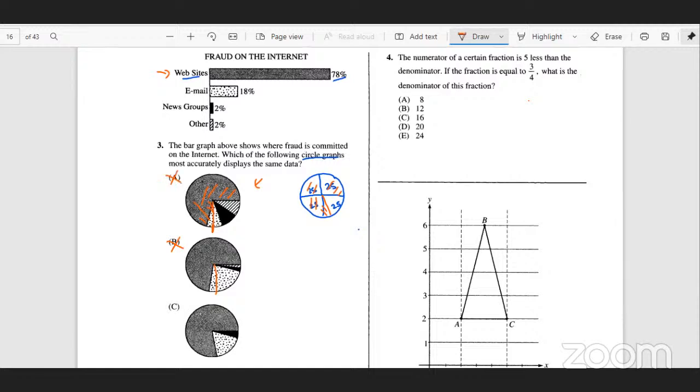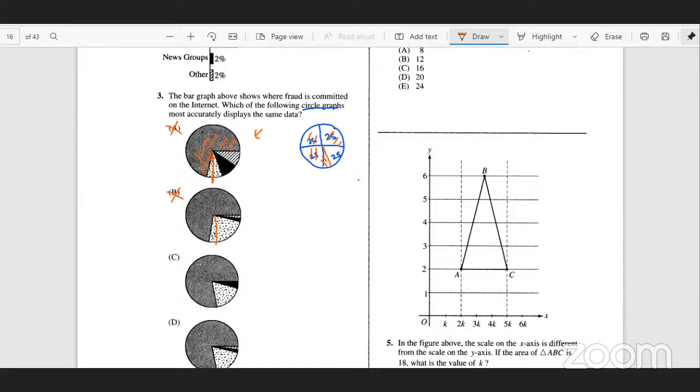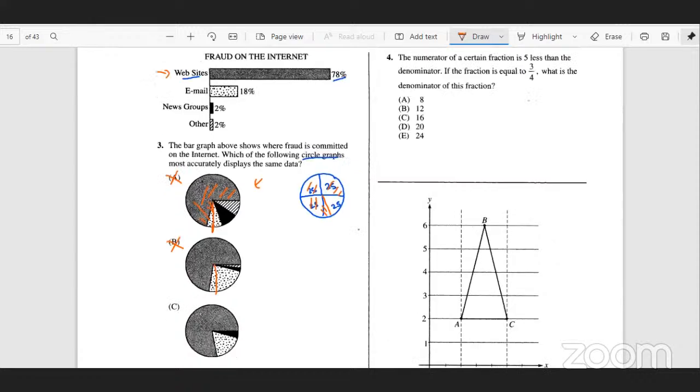Okay, let's talk about the C choice. For the C choice, it looks like website is 78%, right? So we are good with the website, but let's see the other categories as well. For email, we have 18%. For newsgroups, we have 2%, and for other, we have 2%. So in C option, we do not have anything for other, right? There's no section for other, so clearly C cannot be the choice.